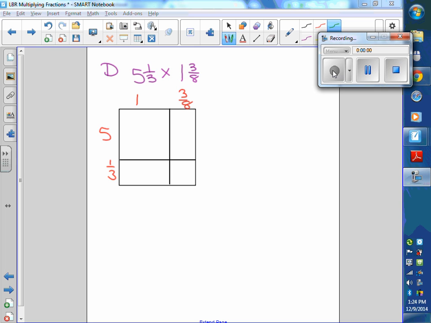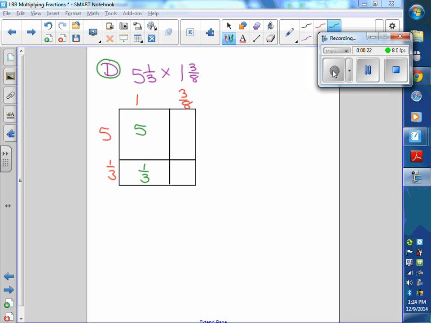We're going to use that area model. Here's D. So 5 times 1 goes here. 5 times 1 is 5. And then 1/3 times 1 is 1/3. So those parts are easy.